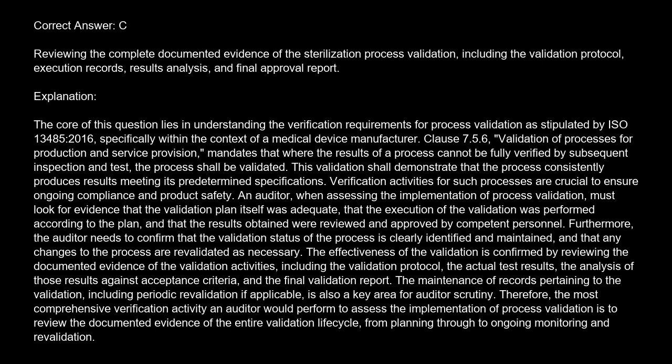The effectiveness of the validation is confirmed by reviewing the documented evidence of the validation activities, including the validation protocol, the actual test results, the analysis of those results against acceptance criteria, and the final validation report. The maintenance of records pertaining to the validation, including periodic revalidation if applicable, is also a key area for auditor scrutiny. Therefore, the most comprehensive verification activity an auditor would perform to assess the implementation of process validation is to review the documented evidence of the entire validation lifecycle, from planning through to ongoing monitoring and revalidation.